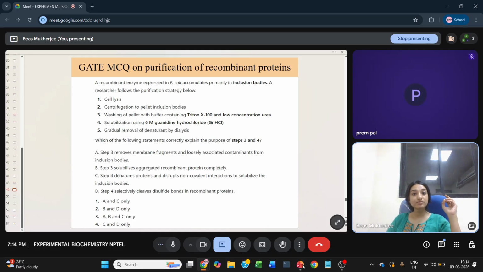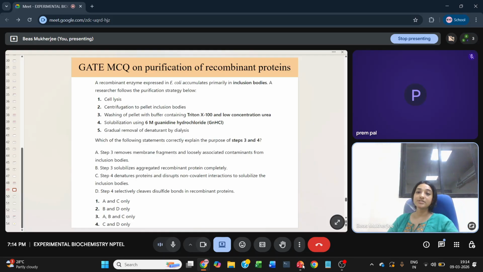Third, solubilization using 6 molar guanidine hydrochloride. So all the other proteins and everything are getting washed away. Now you are solubilizing the whole pellet using guanidine chloride, and fourth, gradual removal of the denaturant by dialysis. Using dialysis, all the guanidine chloride is removed and you get the pure protein. Let's see which of the following statements correctly explain the purpose of steps 3 and 4.